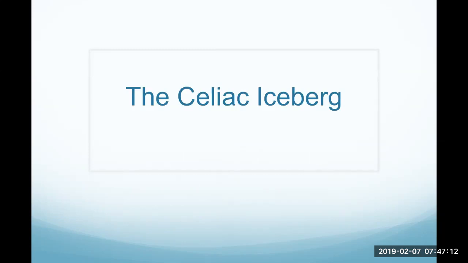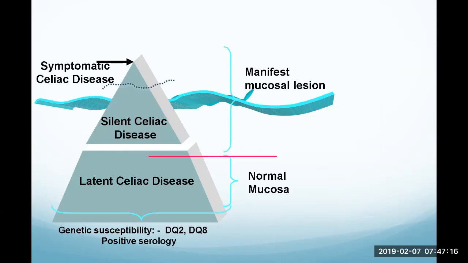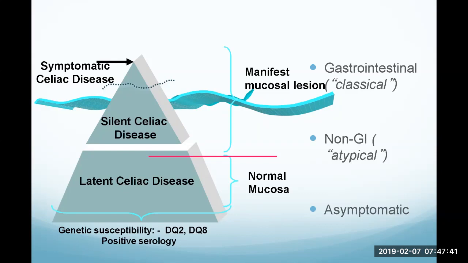So talking about the celiac iceberg, the first slide. What is the celiac iceberg? The symptomatic celiac disease patients are just the tip of the iceberg. These are the patients who have symptoms, come to the pediatricians and pediatric GI people, and we go ahead and test them and finally diagnose them with celiac disease, generally presenting with gastrointestinal symptoms.